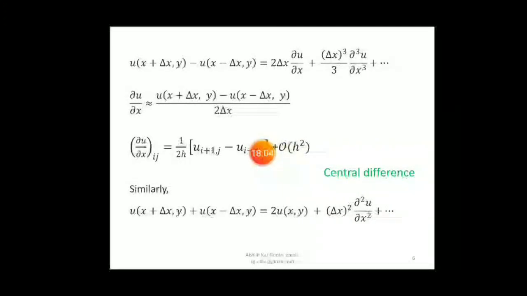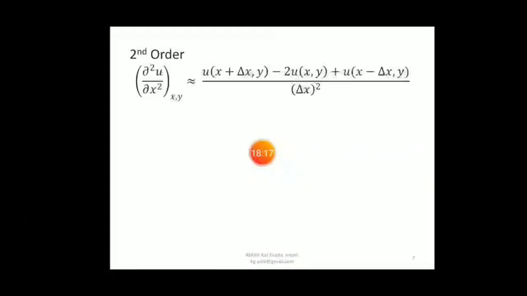Now you don't discard the second order term, because in the previous example you discarded the third order terms. So you will keep the second order term, and that will give you the formula for the second order partial derivative. So now you can easily check that del 2u del x square at the point (x, y) has the formula u(x plus delta x, y) minus 2u(x, y) plus u(x minus delta x, y) by delta x whole square, right?